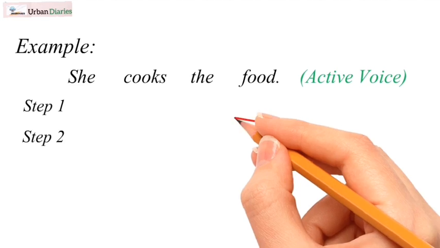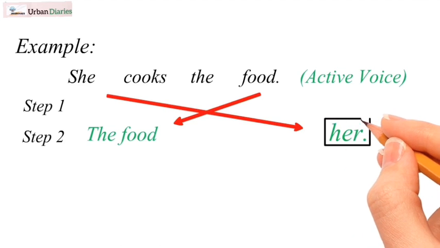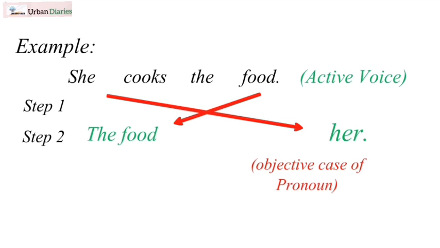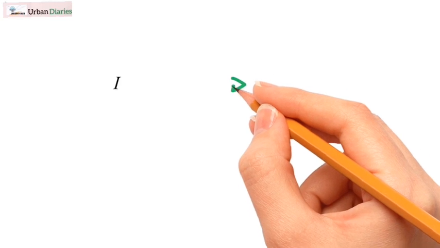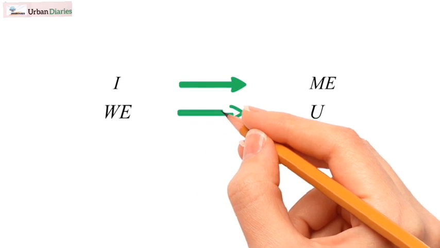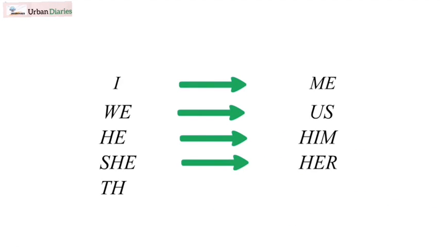So, subject will come in place of object and object will come in place of subject. If the subject of your active voice is a pronoun, as in this sentence, so while putting the subject in place of object, you need to write the objective case of pronoun. So, if the subject of your sentence is I, the object would be me. If the subject is we, the objective case would be us. In the same way, he will become him, she will become her, and they will become them.